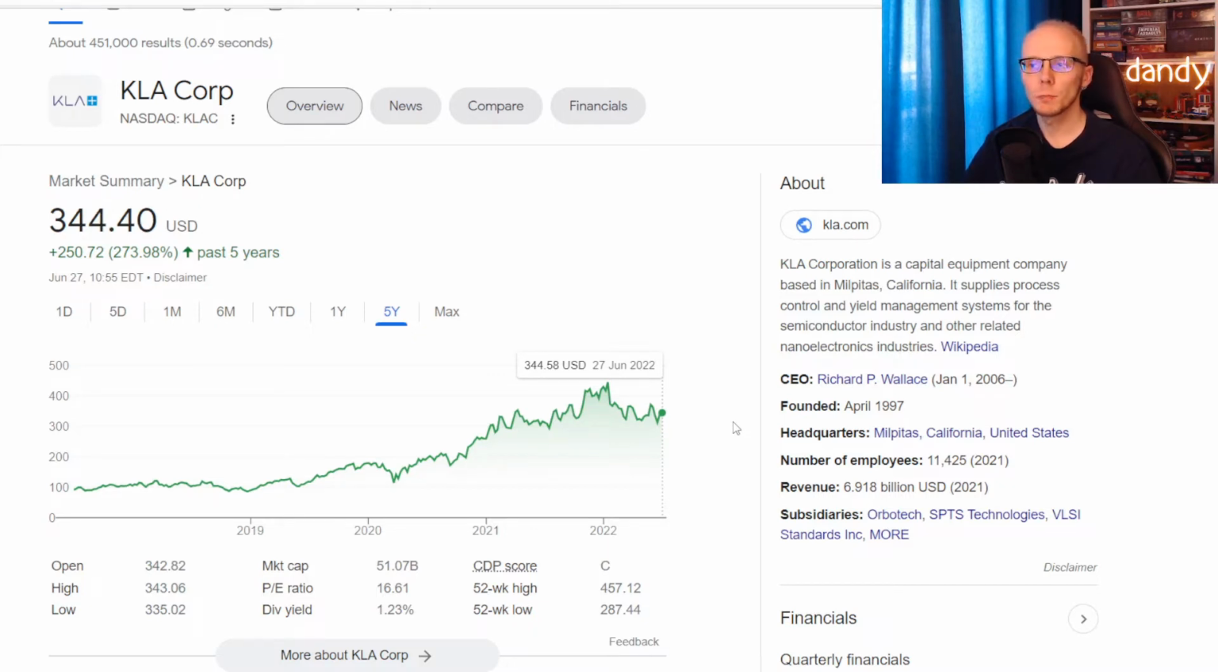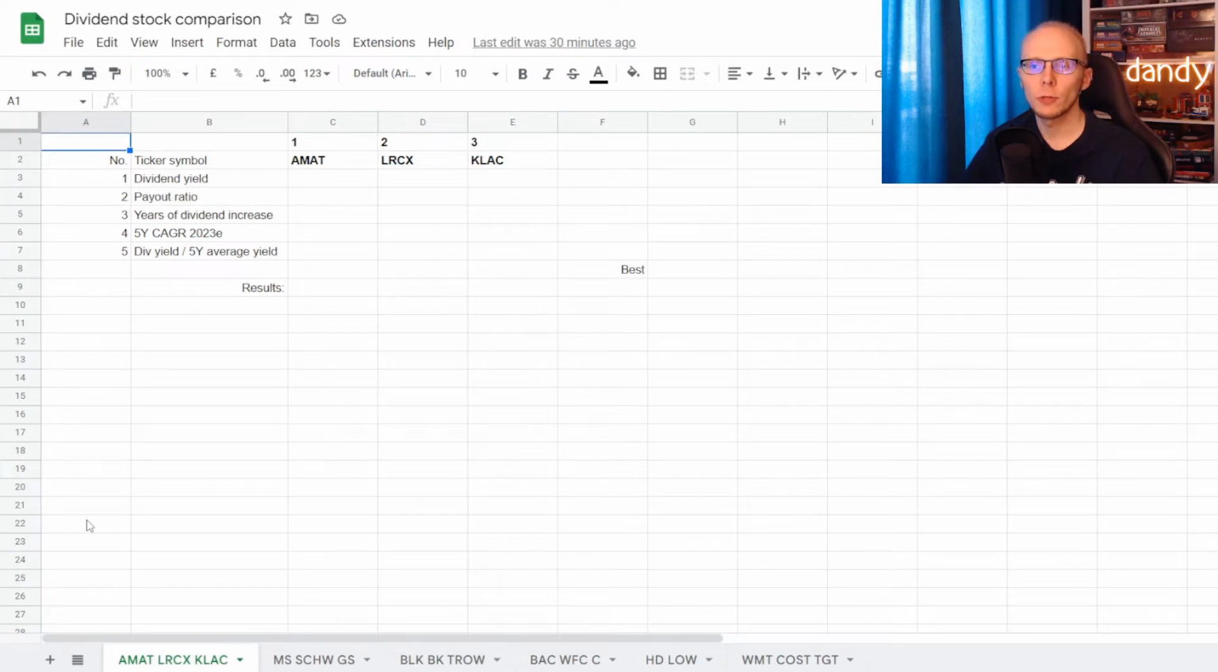So these are the three chip equipment names that we will be comparing, and to make that possible, let's go into Google Sheets. So for this dividend comparison on Applied Materials, Lam and KLA, we'll be looking into five different metrics. Dividend yield, dividend payout ratio, years of consecutive dividend increases, 5-year compound annual dividend growth rate, and the dividend yield compared to its 5-year average. The company with the best metric under each factor will get a point, then we'll sum the results up, and in the end the stock with the most points will be considered the winner of this comparison. I believe the rules were easy to follow, so let's start.